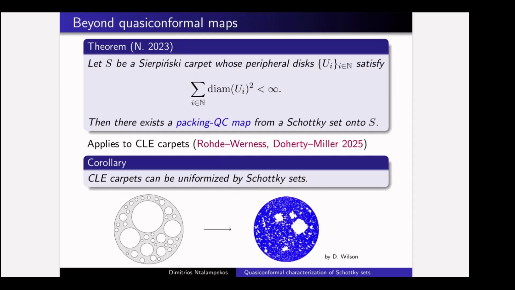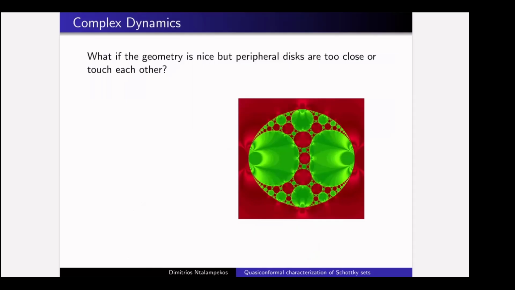Now let's get back to the initial problem. We want to quasi-conformally convert a set to a Schottky set. We don't want to leave the quasi-conformal world. So let's see an example from complex dynamics.